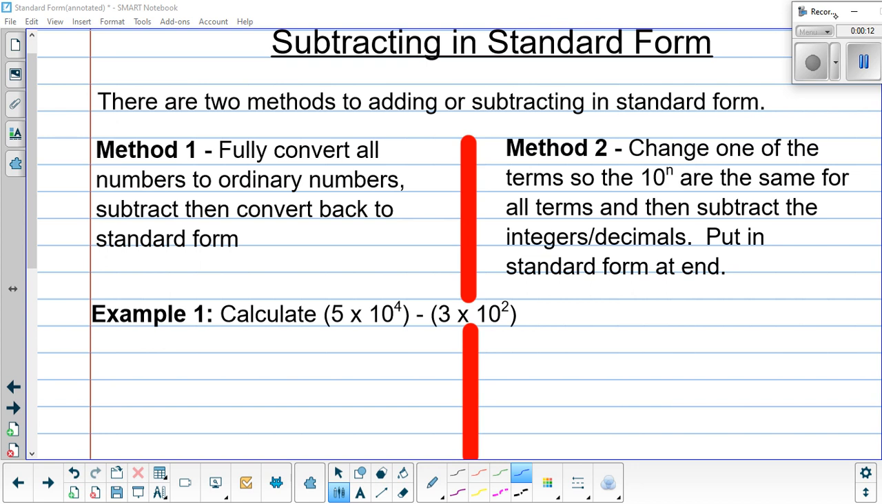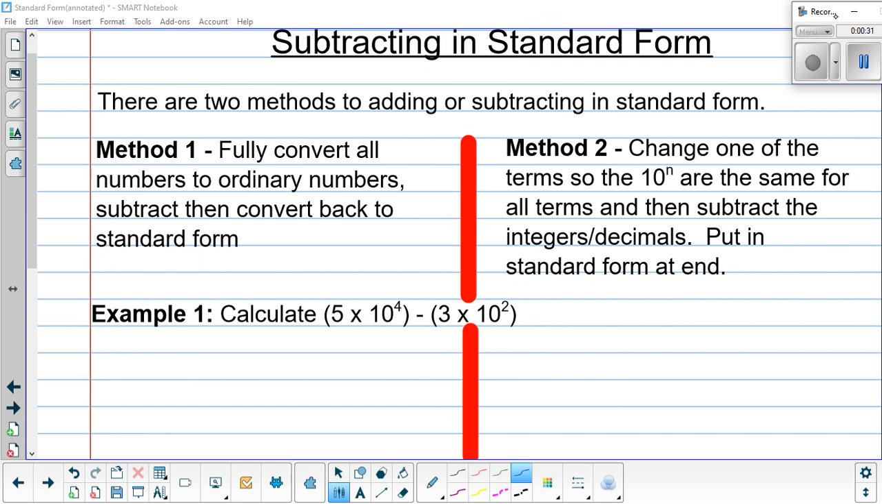So method one, we're going to look at converting them just to ordinary numbers and then treating them like normal, and converting back. Sometimes that can be longer, but sometimes it's just the best method because it's easiest to just subtract big numbers sometimes. Small numbers with decimals, maybe not, just like last time.